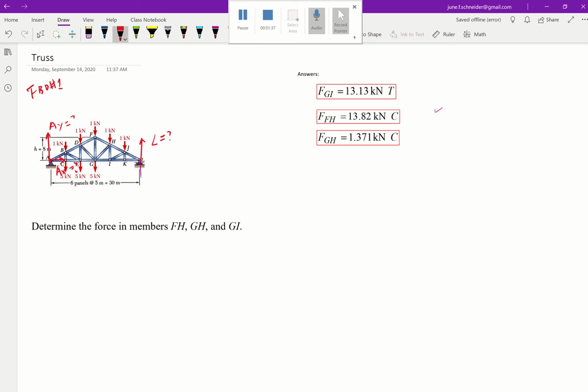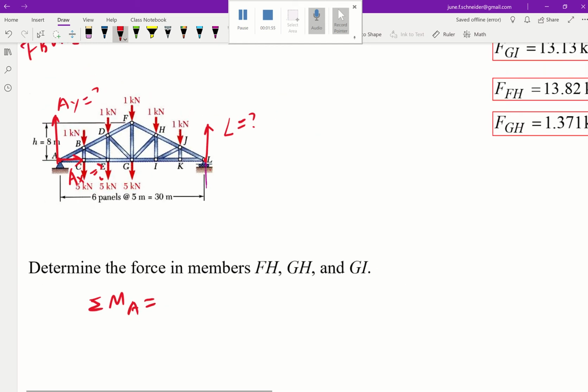So to solve L, what can we do in one step? We can just do a moment equation. From FBD number 1, we do moments at A. Then AX and AY will not show up in the equation. The only unknown will be L in the equation.